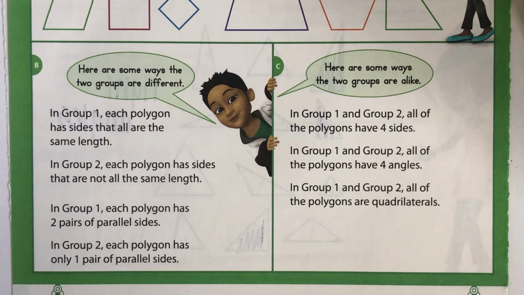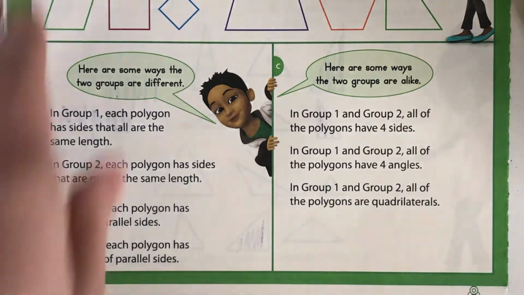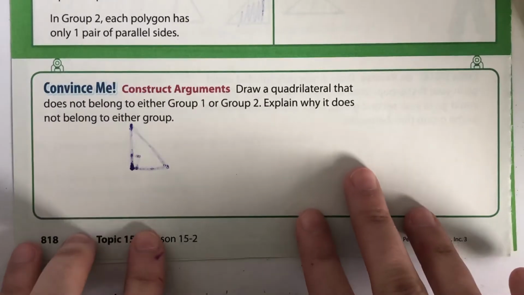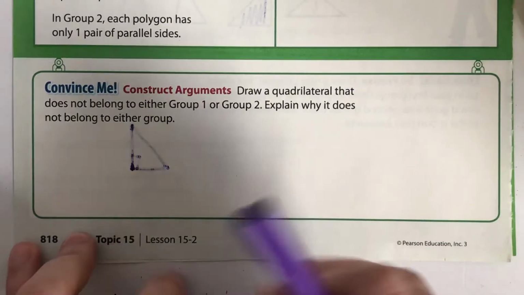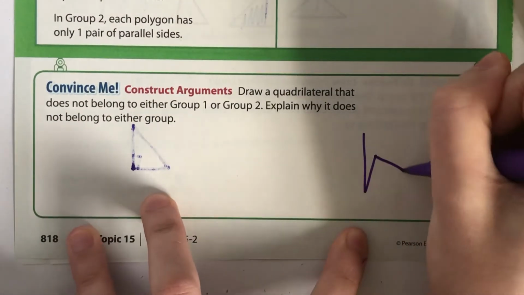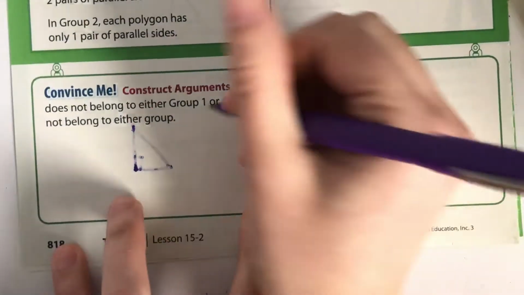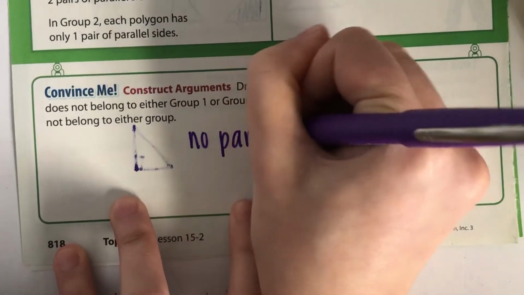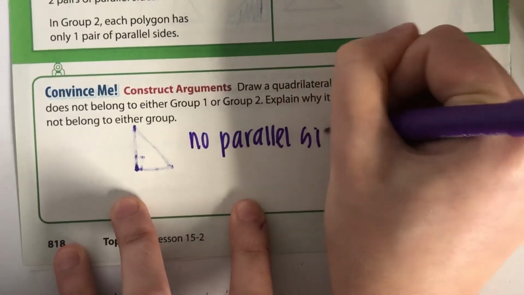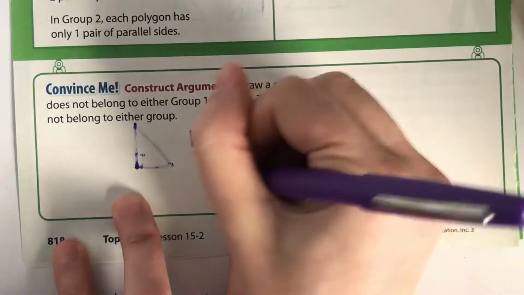In group 1 and 2, all the polygons have 4 sides. Group 1 and 2, all the polygons have 4 angles. Group 1 and 2, all the polygons are quadrilaterals. Draw a quadrilateral that does not belong to either group 1 or group 2 and explain why it does not belong to either. So if we make our shape like this, my shape does not have parallel sides, so no parallel sides. Okay. And also it is not a trapezoid.